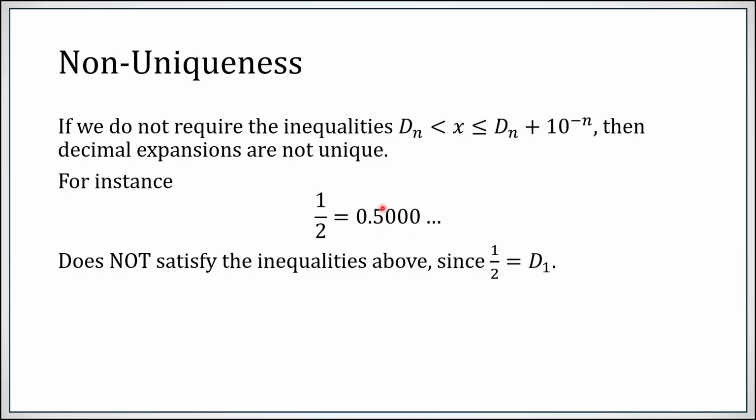If you just look at truncating it here, 0.5 is exactly equal. In other words, your first truncation isn't less than x, it's actually equal to it. So these inequalities are not satisfied for the way we tend to think of decimal representations of 1/2.